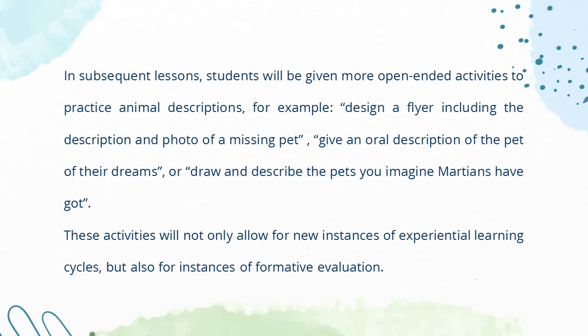In subsequent lessons, students will be given more open-ended activities to practice animal descriptions. For example, design a flyer including the description and photo of a missing pet, give an oral description of the pet of their dreams, or draw and describe the pets you imagine Martians have got. These activities will not only allow for new instances of experiential learning cycles, but also for instances of formative evaluation.